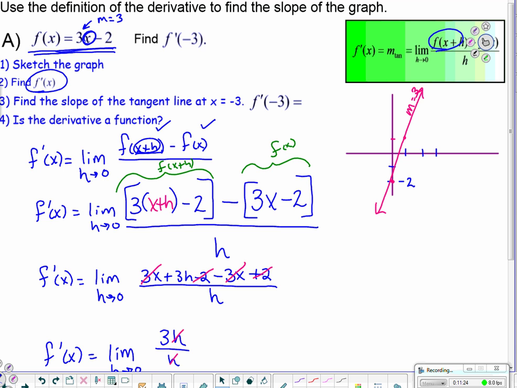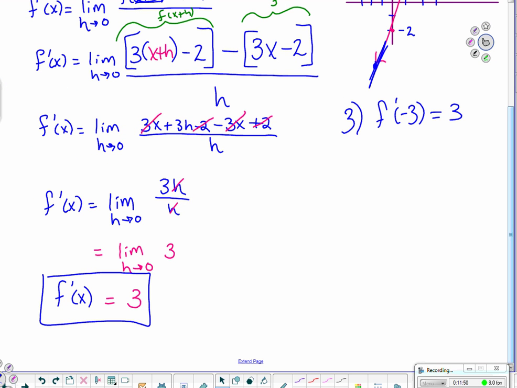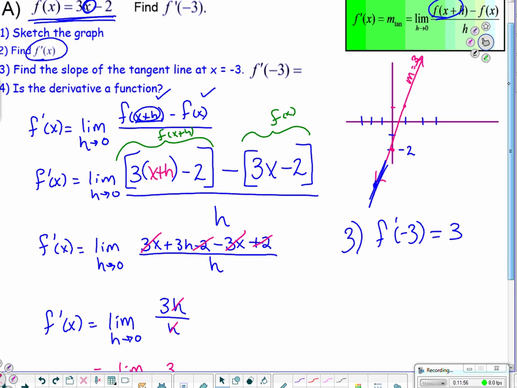So the next question here, number 3, find the slope of the line tangent at x equals negative 3. Well, at x equals negative 3, where would I be? Somewhere over in here. I'd be down in here. What's the slope at that spot? Well, it also continues to stay 3. F prime of negative 3 is still 3. No matter what x I put into my function, I am always coming out with 3. So not too hard to evaluate.